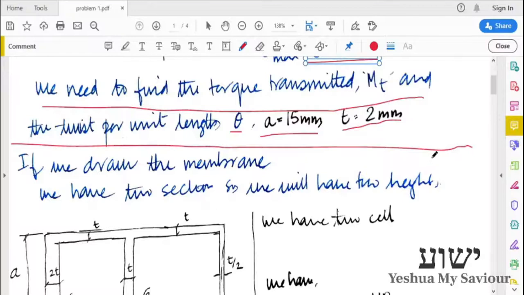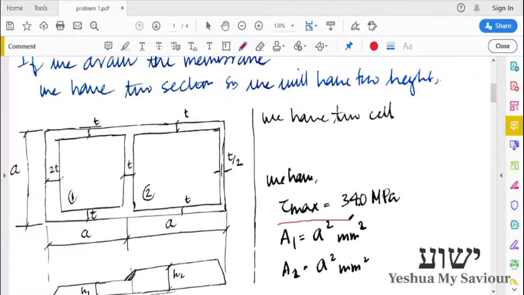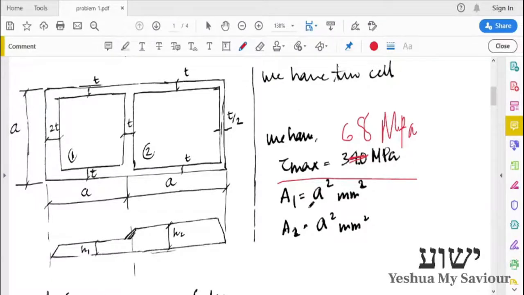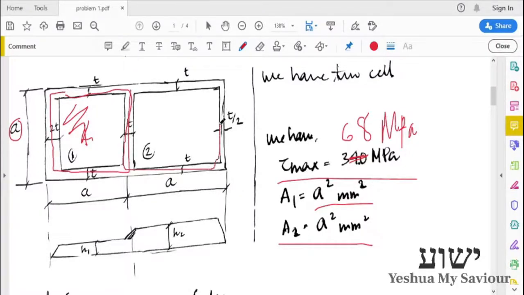So if we put down the given data, we have tau max is 34. We'll just find the area of the first segment. The thickness is so small compared to the area that we can neglect it, so A1 and A2 are both the areas of these blocks. This block is A1 and this block is A2. So A1 and A2 are both A square.